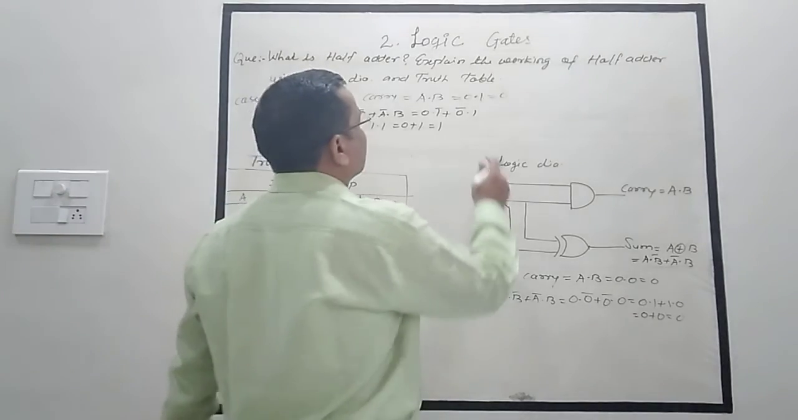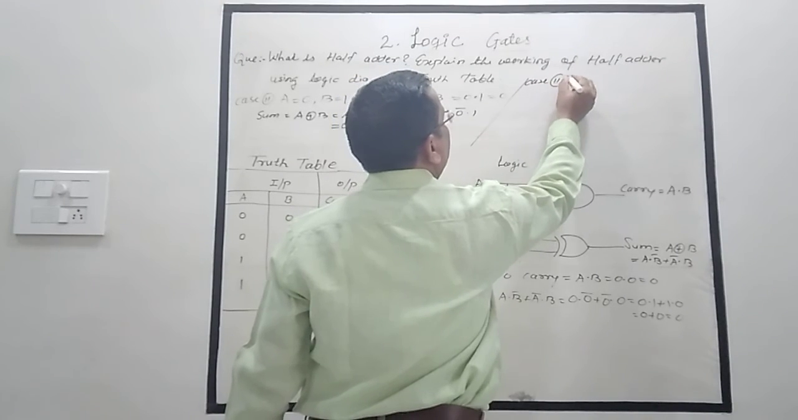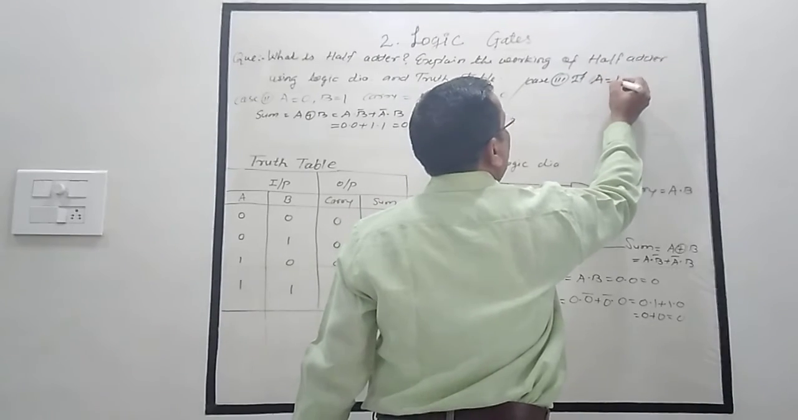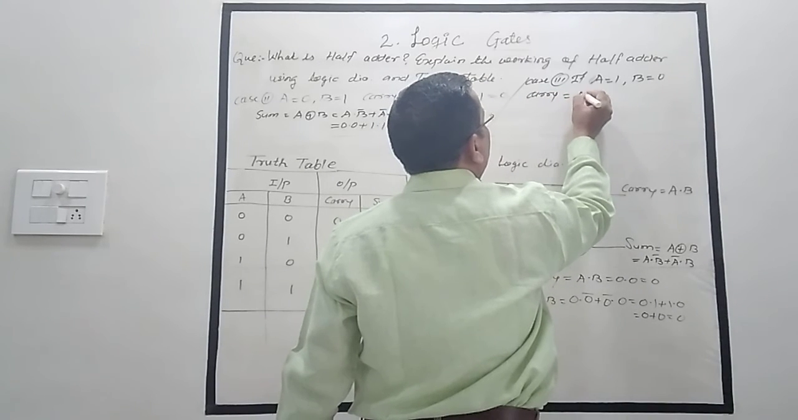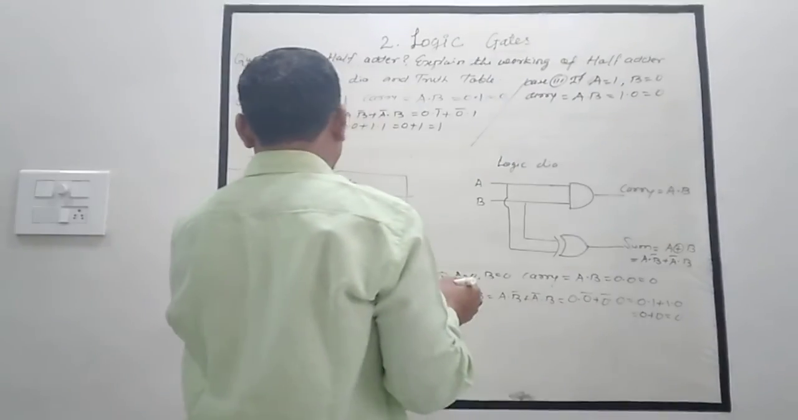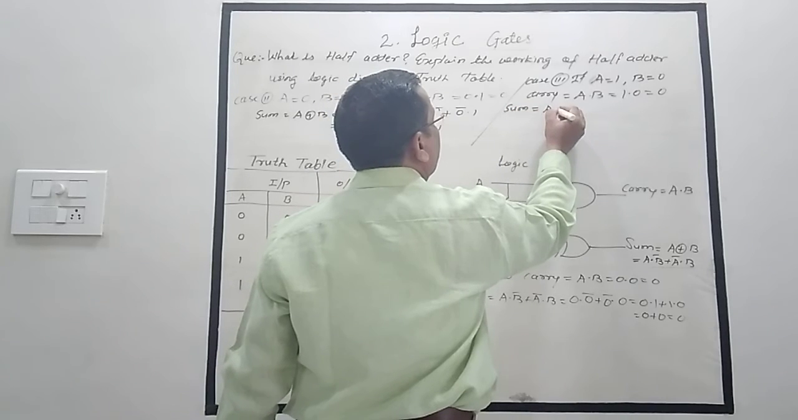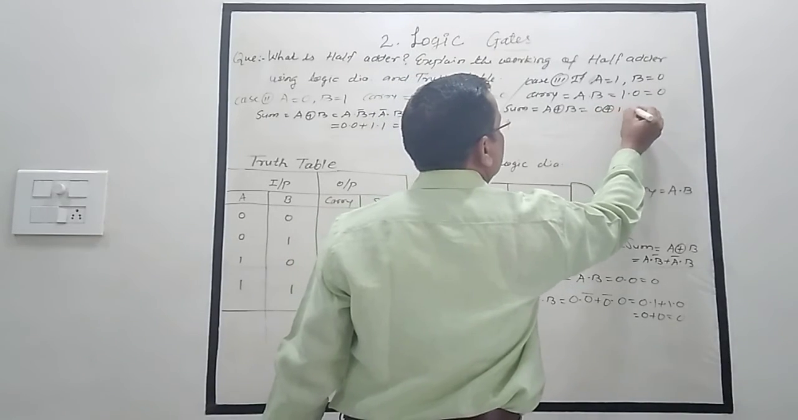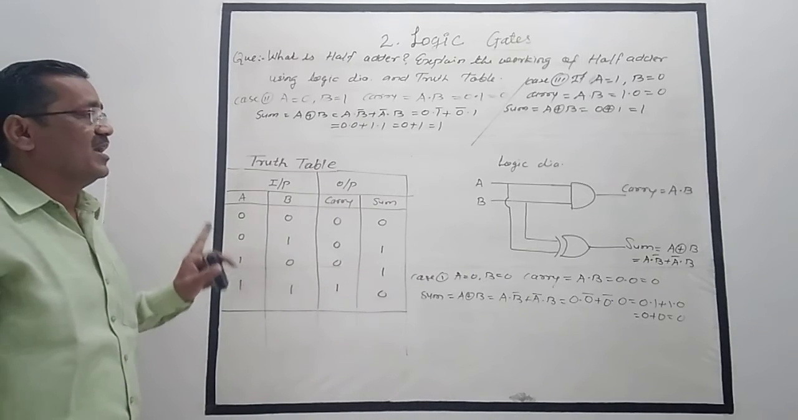In the third case, case 3, if A is equal to 1, B is equal to 0, so carry is equal to A dot B, 1 dot 0 is equal to 0, hence carry is 0, whereas sum is equal to A XOR with B, 1 XOR with 0, which is equal to 1. We can write this directly because if either of the inputs is high, then the output is high.